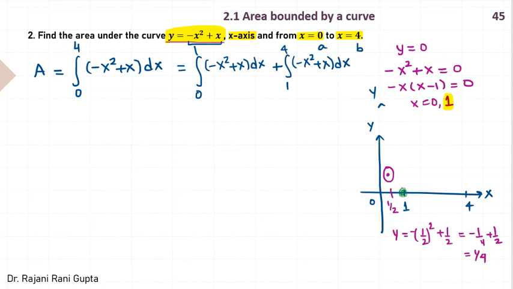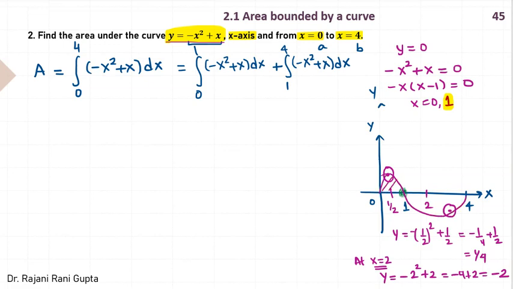And if we take a point in between, say let's 2. So at x equal to 2, let's see what the value of y will be. Y will be minus 2 square plus 2. So this is minus 4 plus 2, that is minus 2, negative. So here it will be negative. So it means your curve will be going something like positive to negative.